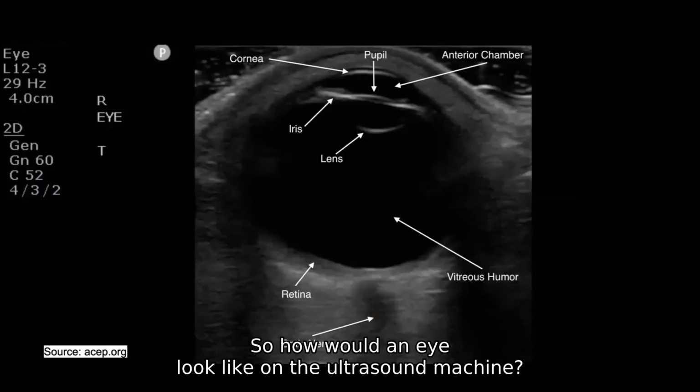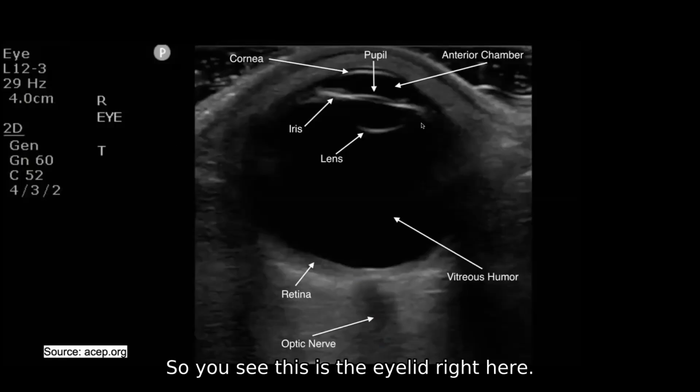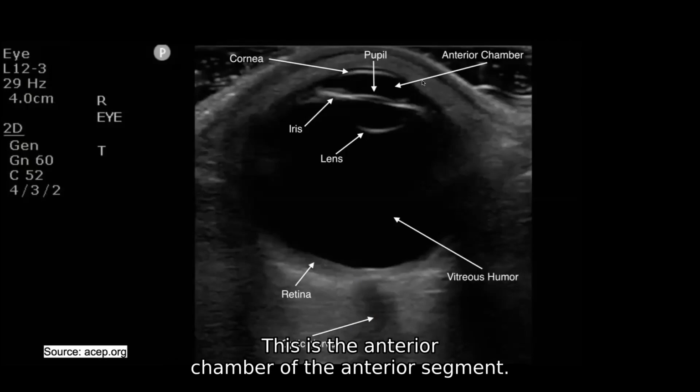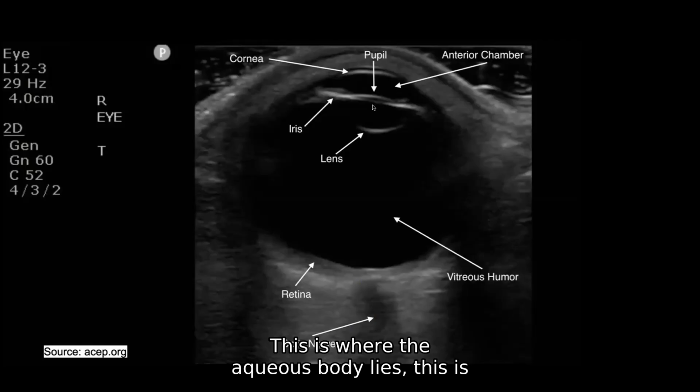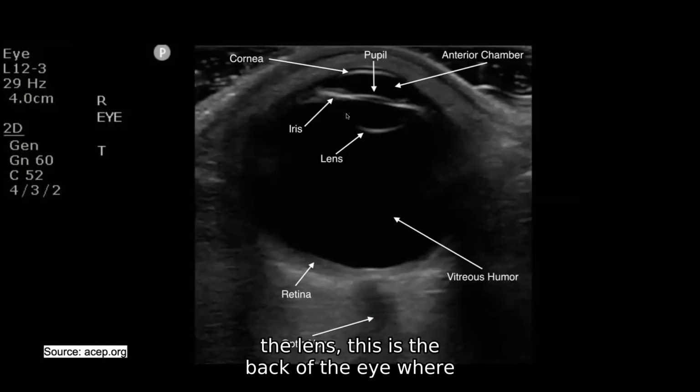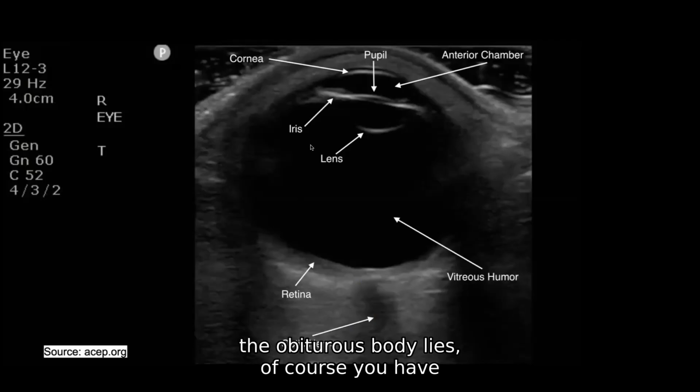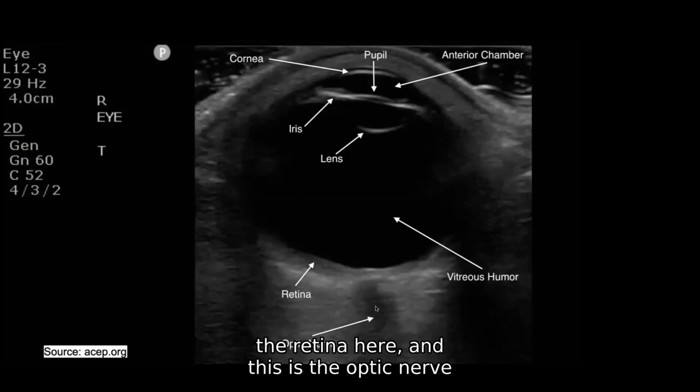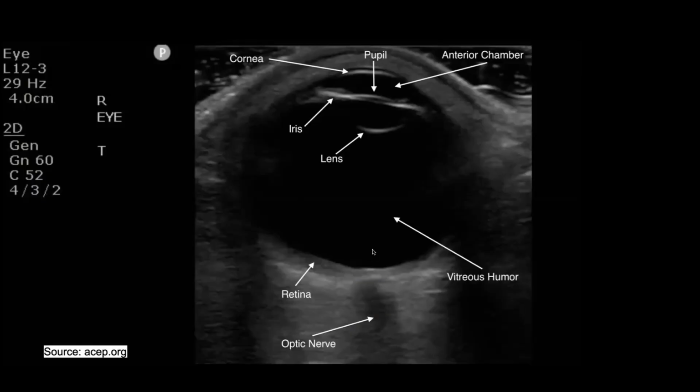So how would an eye look like on the ultrasound machine? So you see, this is the eyelid right here. This is the anterior chamber of the anterior segment. This is where the aqueous body lies. This is the lens. This is the back of the eye where the vitreous body lies. And of course, you have the retina here, and this is the optic nerve going into the eye.